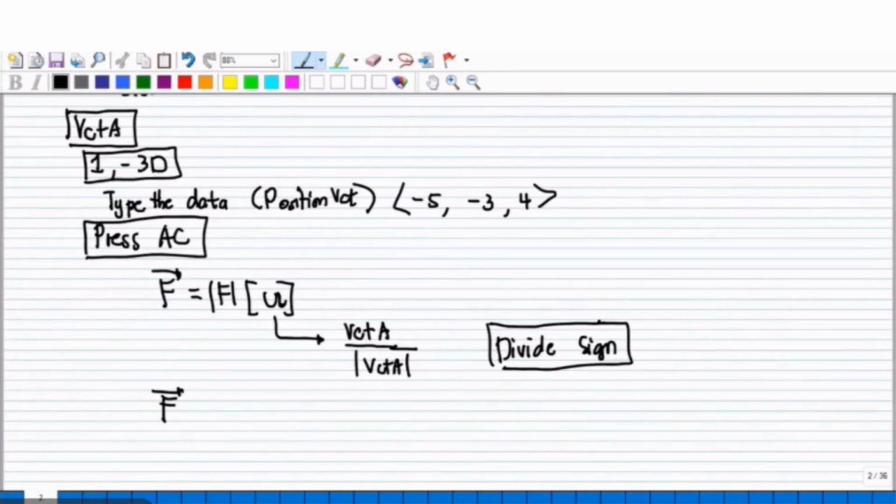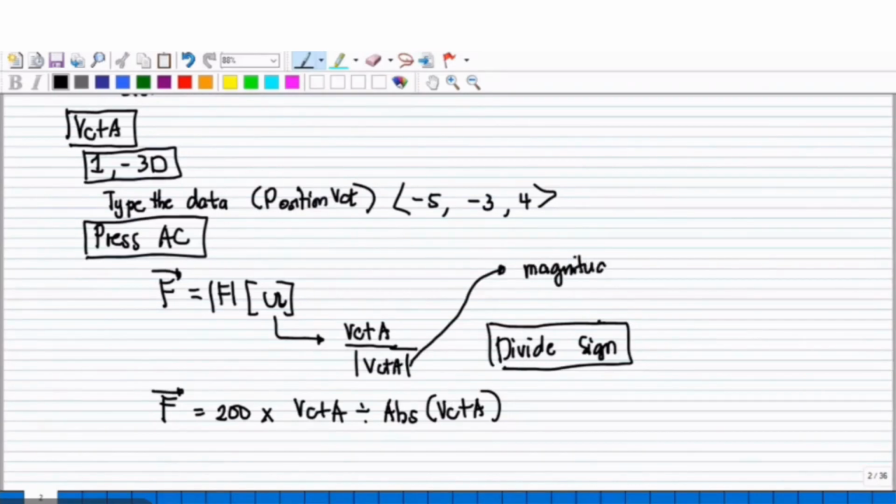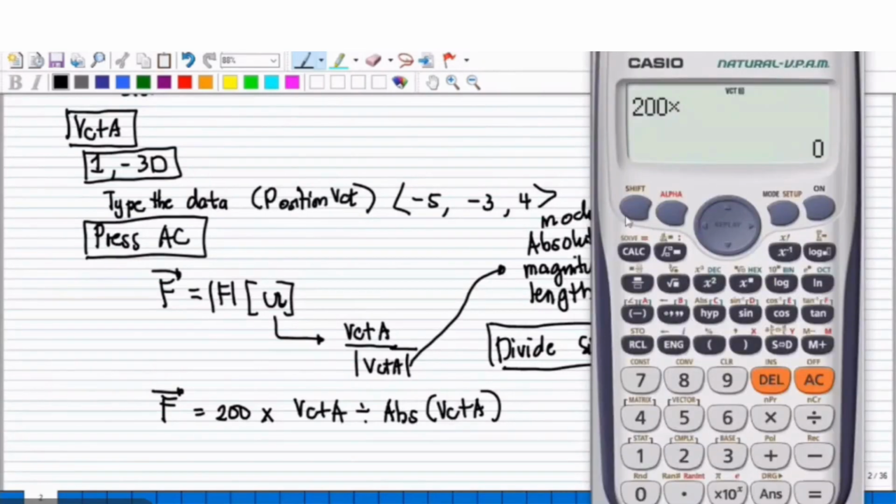Okay? So therefore, your force now is equal to, okay, so yung magnitude natin, 200 multiplied by vector A or VctA divided by the absolute value of your VctA. So take note po when we say magnitude also, marami pong pangalan ang ating magnitude. So pwedeng magnitude, pwede pong length, pwede pong absolute value. Okay, pare-parehas lahat yan. Pwede rin pong modulus. Okay. So, yan. So, 200 times VctA.